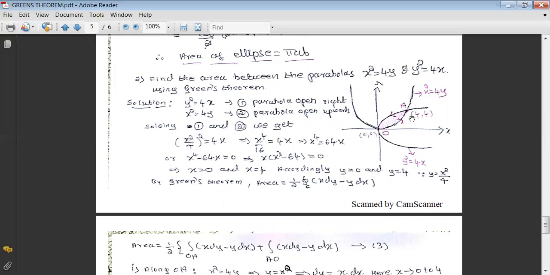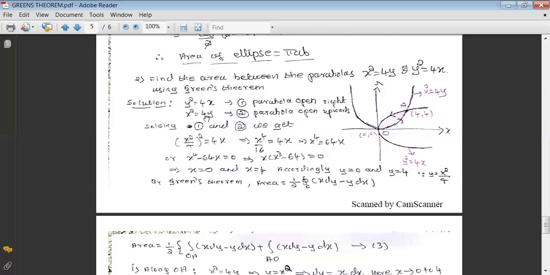Now in order to get the points of intersection, let us solve these two curves. From the second curve we find the value of y as x square by 4. Taking that value in the first equation, once you square this, that becomes x raised to 4 divided by 16 equal to 4x. That gives x raised to 4 equals 64x. Taking that to the other side and simplifying, we get this. Equating this to 0, we get x equals 0, and x equals 4.